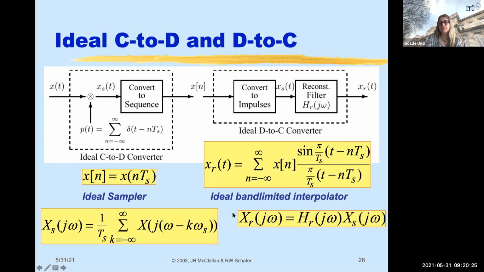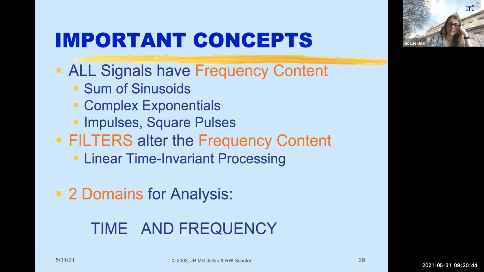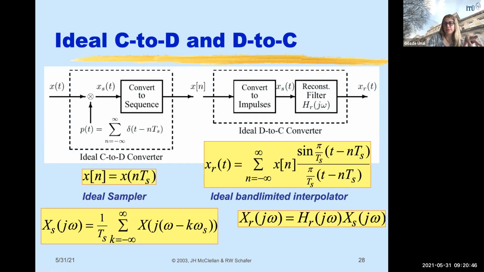But it's super easy in frequency domain to do the reconstruction, because we know we just multiply the input spectrum, which is x sub s j omega, with the filter's frequency response. Okay? Any questions until here? I think this summarizes the sampling.